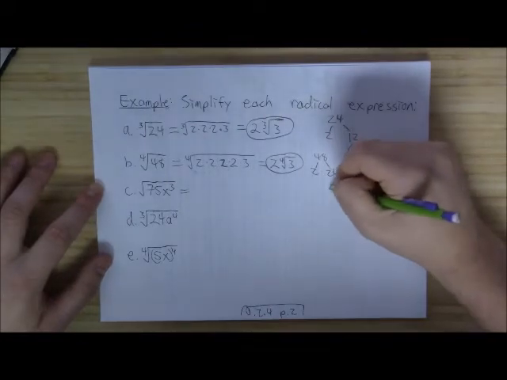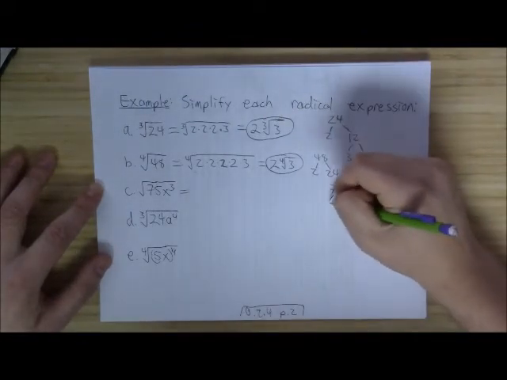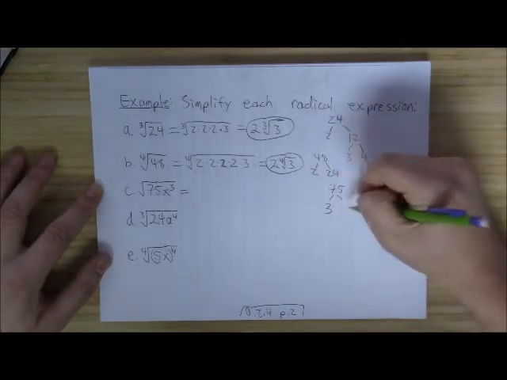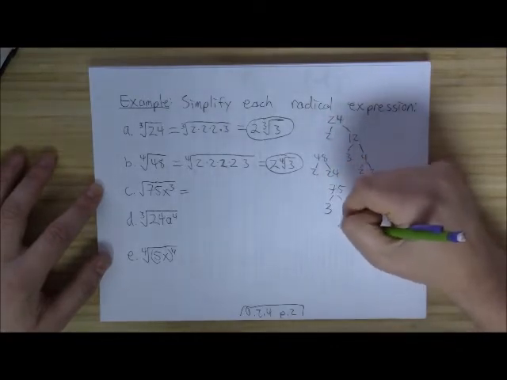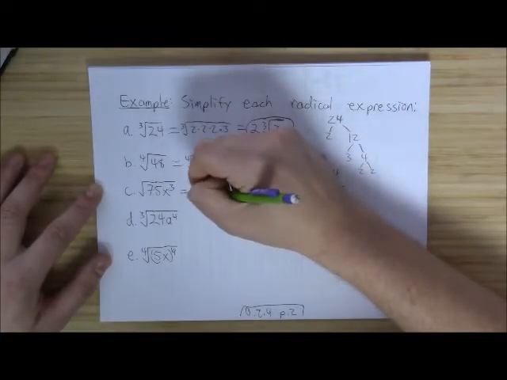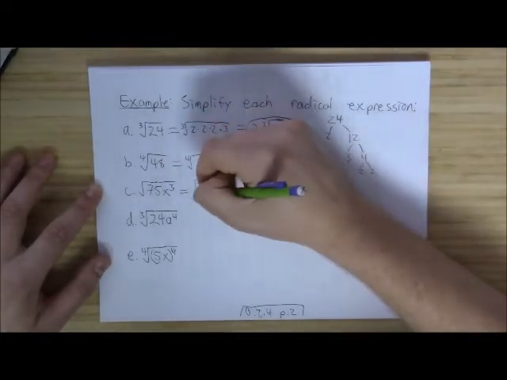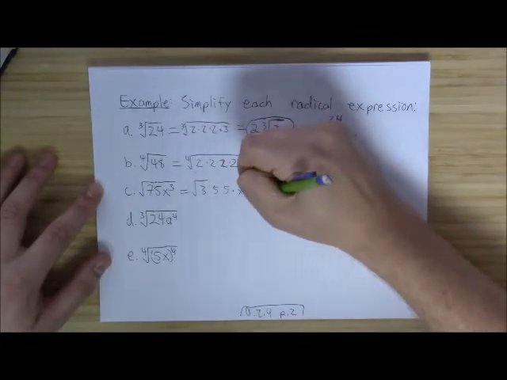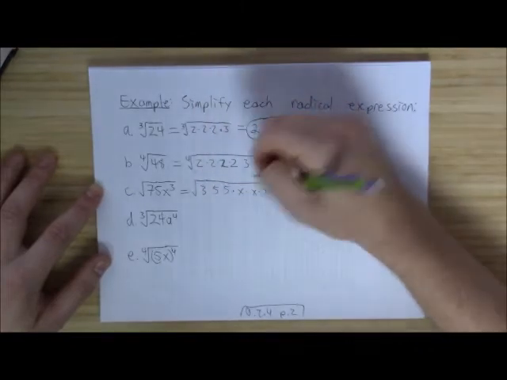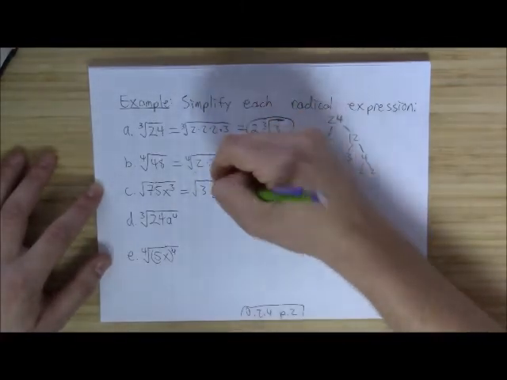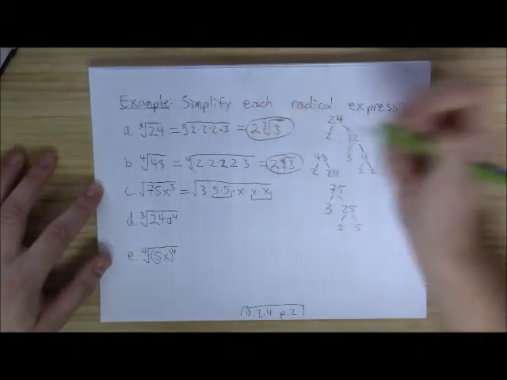For the square root of 75 times x cubed, a factor tree for 75 would be 3 times 25, so 3 and 25. 25 is a perfect square, so it has 5 and 5. So what we actually have here is the square root of 3 times 5 times 5, and then we have three x's multiplied together. Now, this is a square root, so we need 2's. We need double factors, and those can come out.